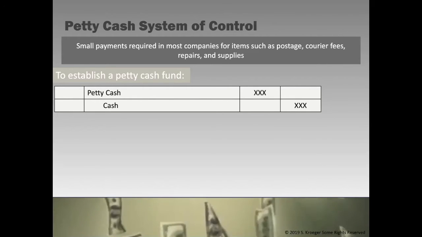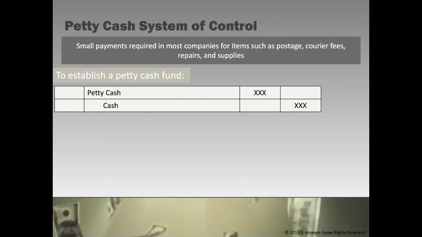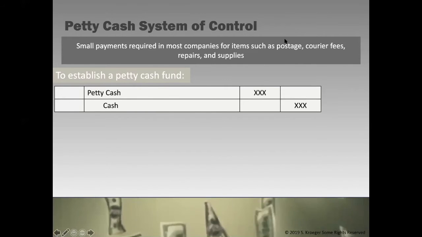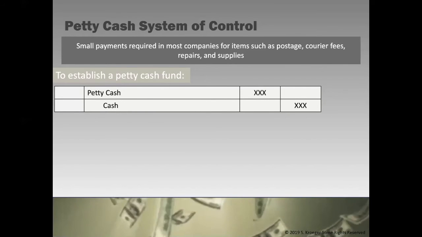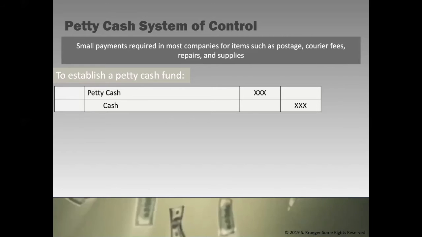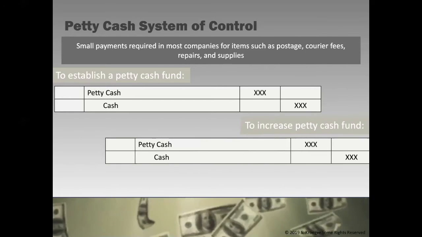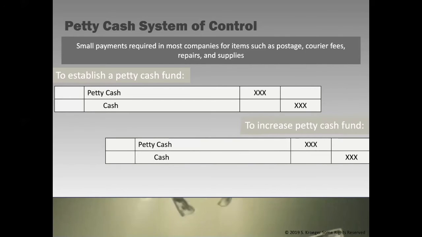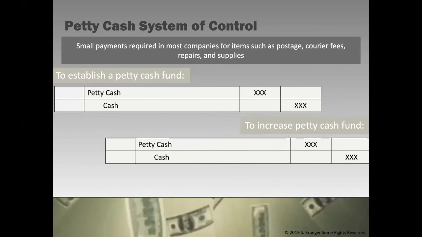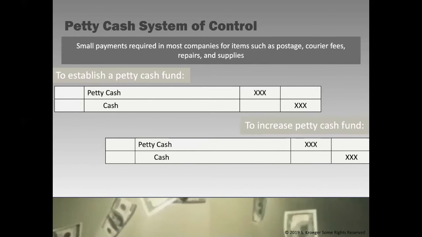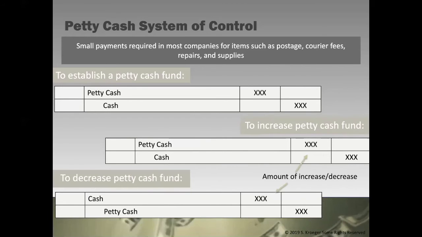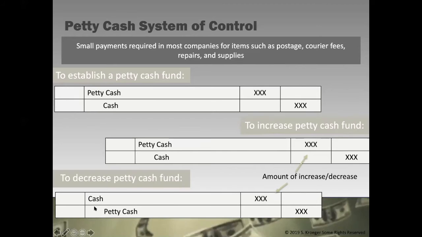You only need to do this journal entry once when you're establishing the fund. However, if you want to increase or decrease the fund, then you would be making an additional journal entry to the petty cash account. To increase the fund, you would do the same entry. You would just move more money from the cash account into the petty cash account. If you want to decrease the fund, you would do the opposite. You would make the petty cash account go down and put that money back into the cash account.